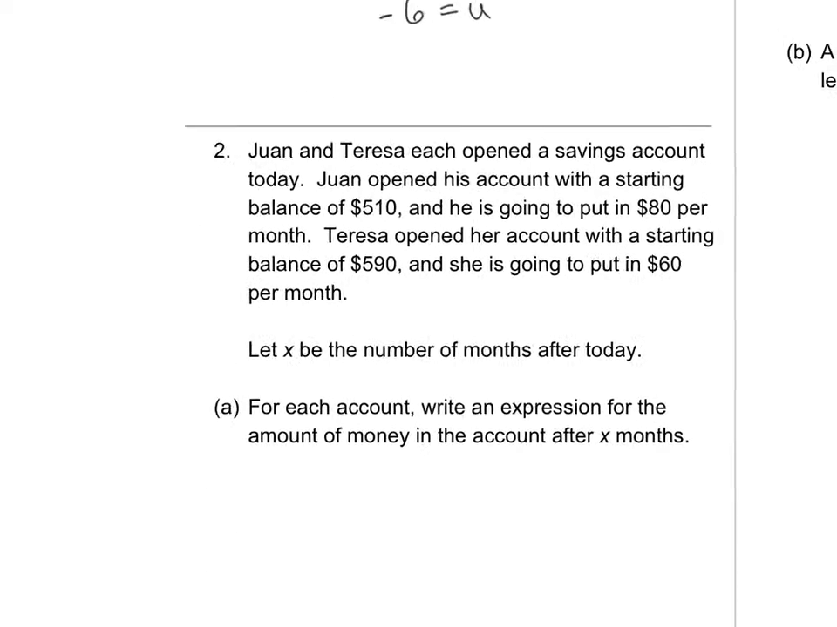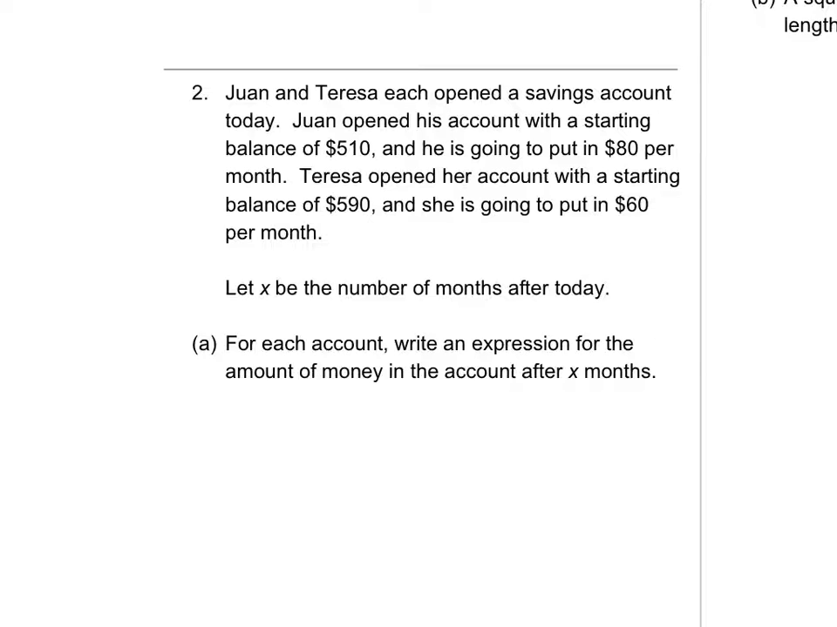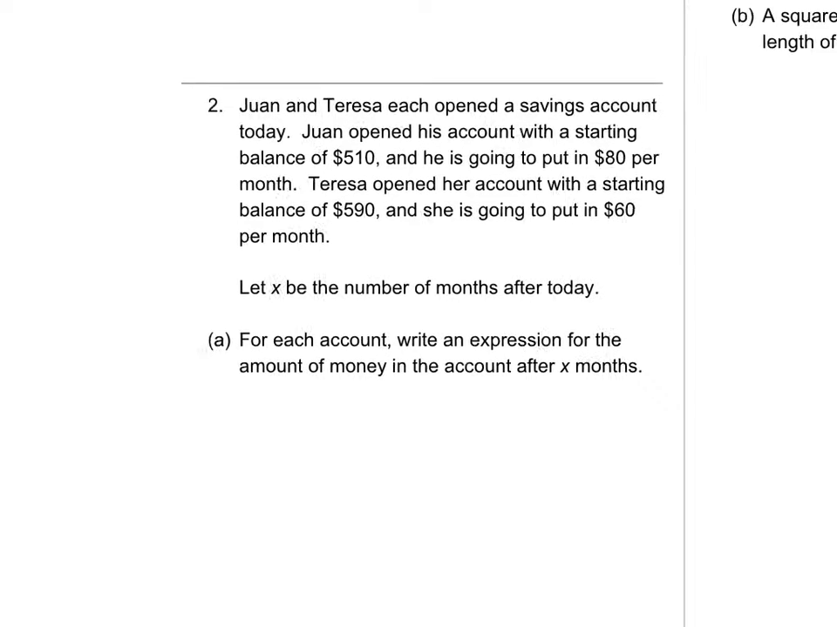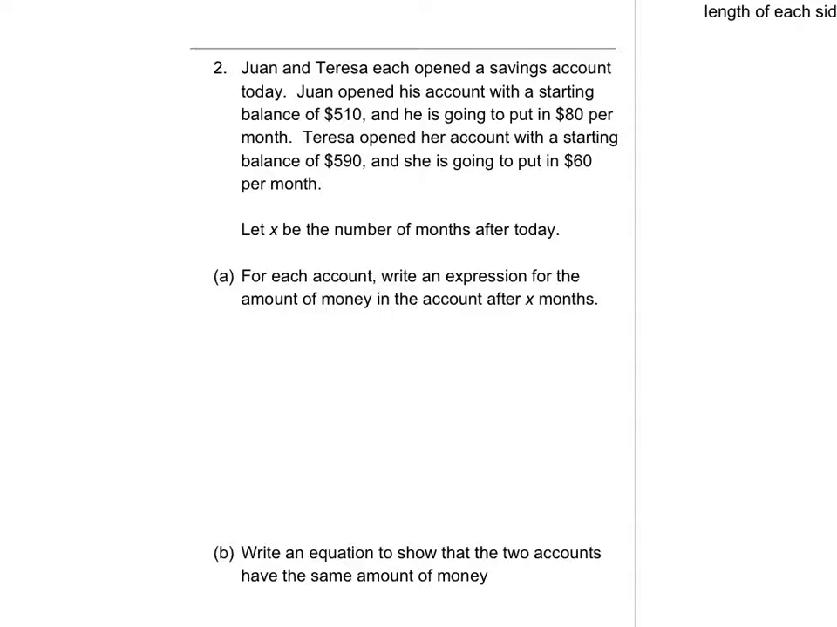The next question is a word problem. And we're just going to take it one step at a time and get our answers. The question is, Juan and Teresa each opened a savings account today. Juan opened his account with a starting balance of $510, and he's going to put $80 per month. Teresa opened her account with a starting balance of $590, and she's going to put in $60 per month.